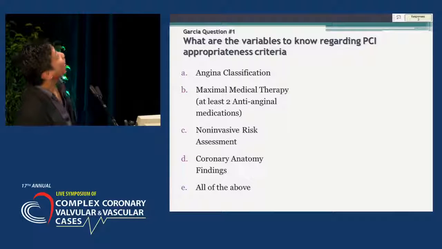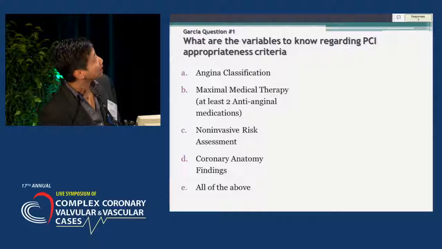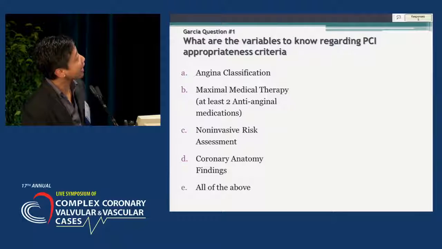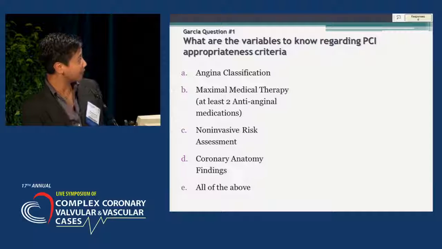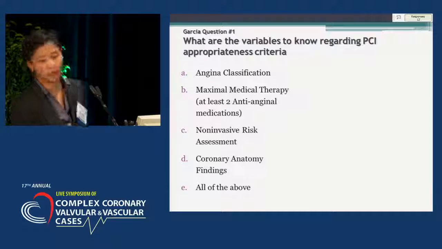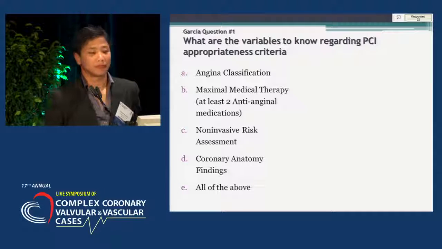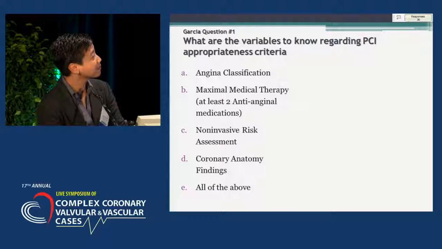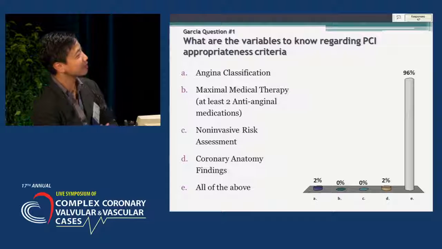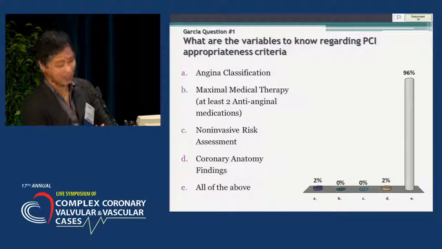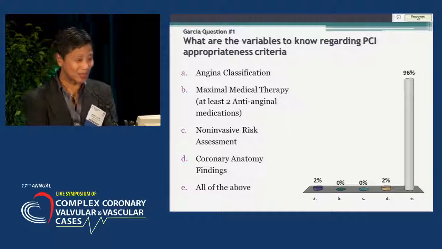Okay, what are the variables to know regarding PCI appropriateness criteria? A, angina classification. B, maximal medical therapy. C, non-invasive risk assessment. D, coronary anatomy findings. Wow, there are 4% not listening. I'm so disappointed.